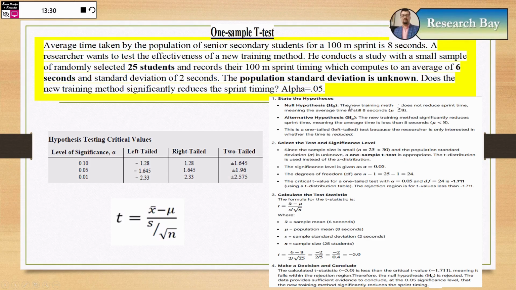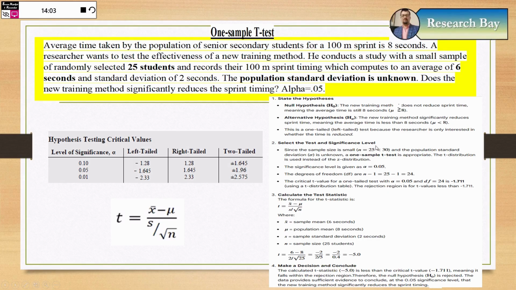So the null hypothesis is the new training method does not reduce the sprint timing and it is still 8 seconds or maybe more than 8 seconds, right? It is still 8 seconds or more than 8 seconds. The alternative is the new training method significantly reduces the sprint timing, meaning the average time is less than 8 seconds. So that is how you represent it. This is a one-tail test because the researcher is only interested in whether the time is reduced.